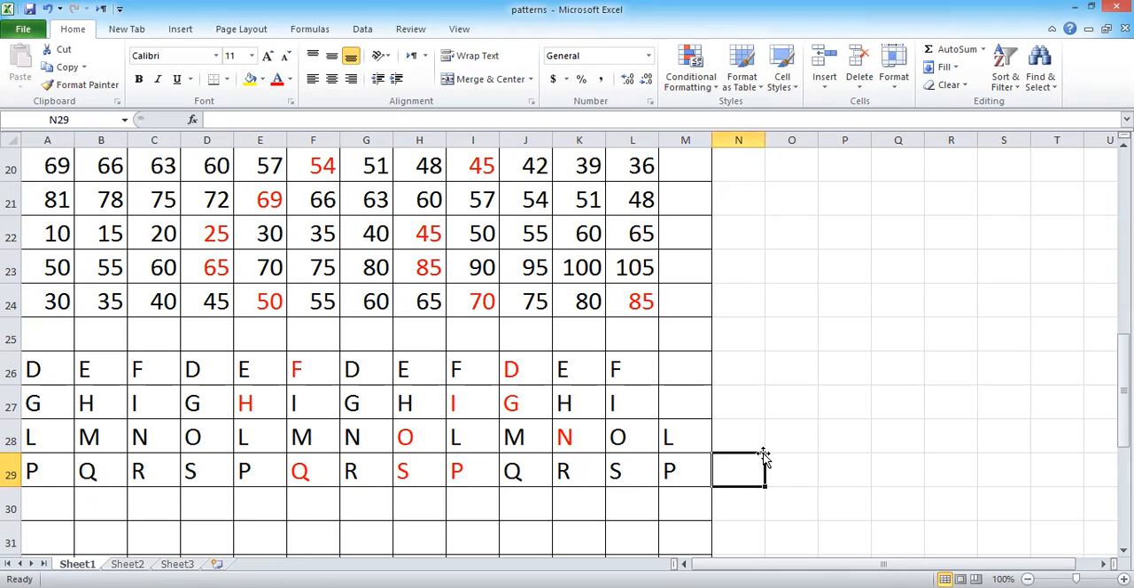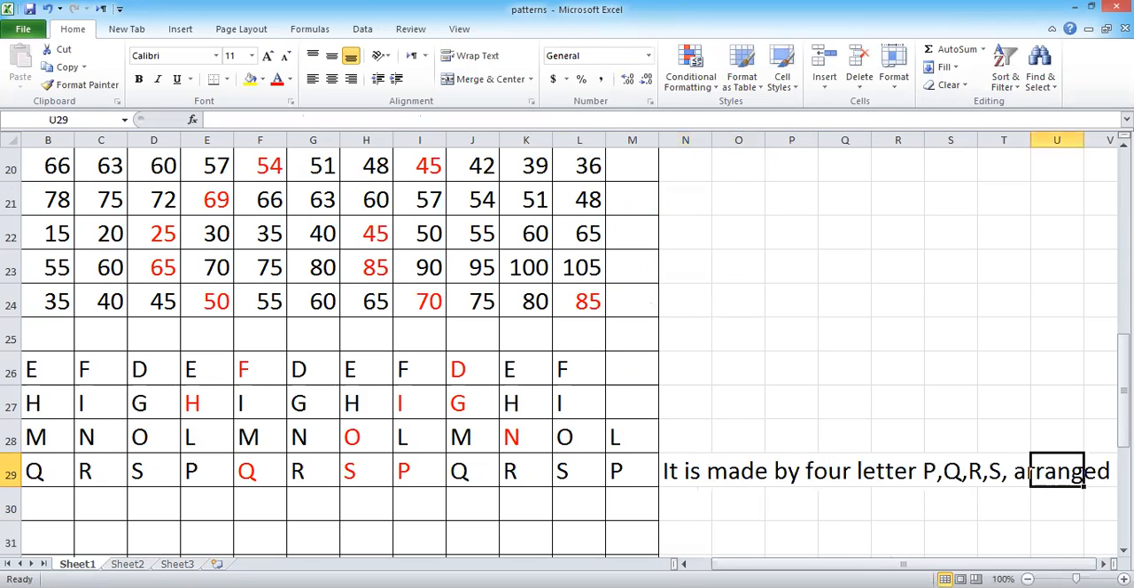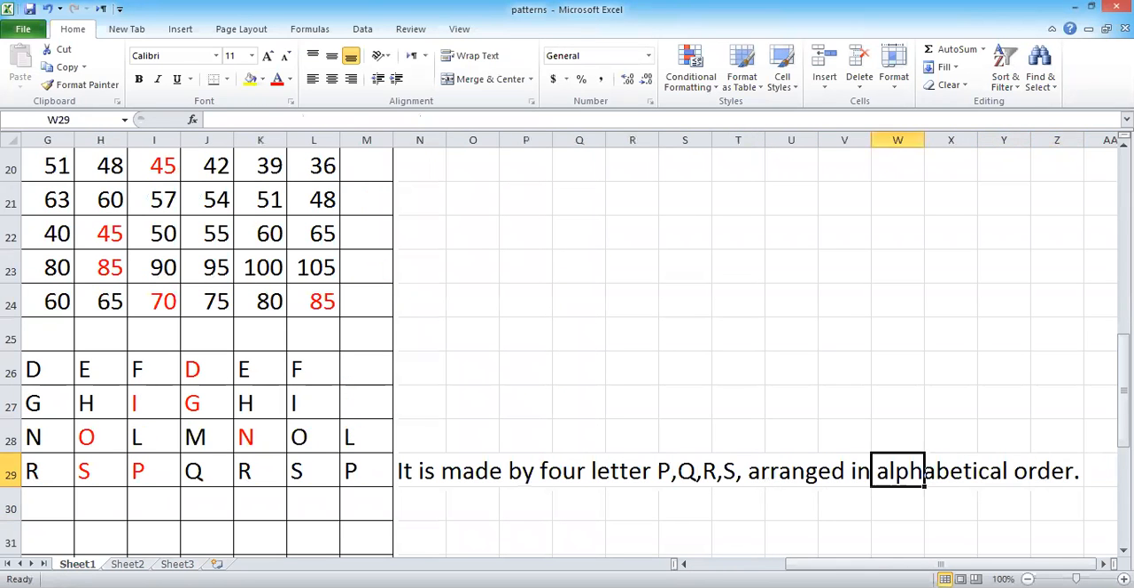So if you ask me to write about this pattern, I will write: it is made by four letters P, Q, R, S, arranged in alphabetical order. If you ask me to describe this pattern, I will write that it is made by four letters P, Q, R, S, which are arranged in alphabetical order.